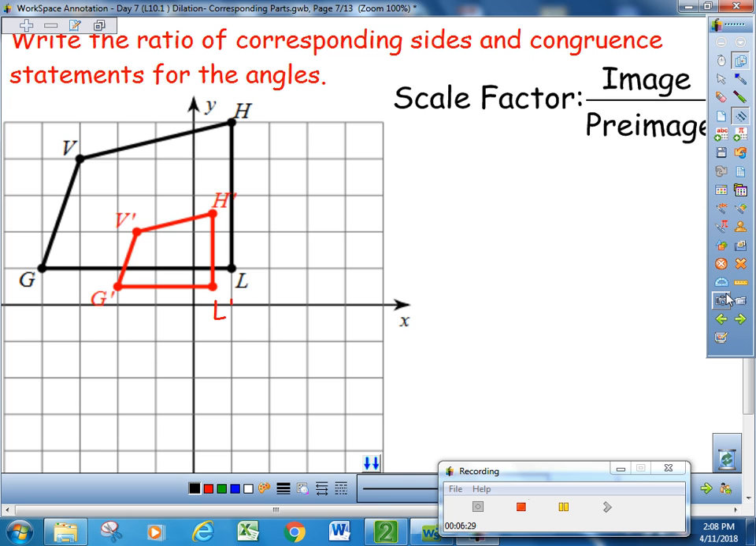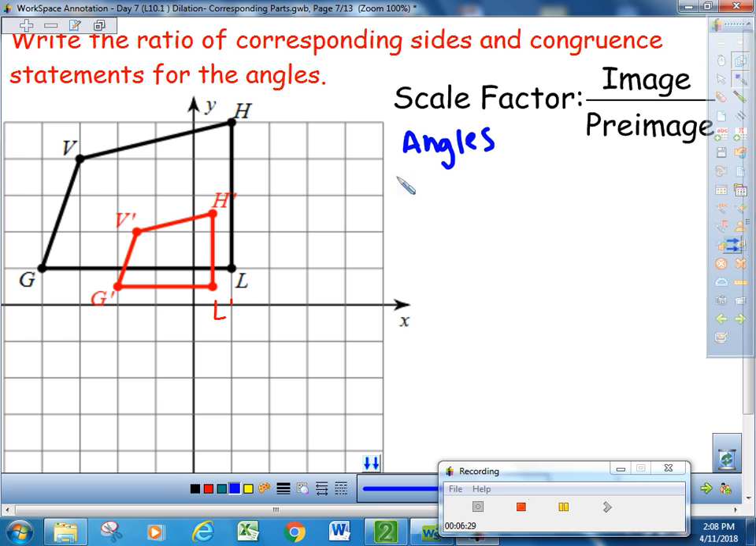Okay, I'm going to show you what this looks like, so you can just put your pencils down and watch. It says write the ratios of the corresponding sides and congruent statements for the angles. So there are 2 things we're going to do for each figure, or sets of figures. The first thing I'm going to show you are the angles. We're going to write the congruent statements for angles. And all you're doing is taking this angle H and H prime and writing that they are congruent.